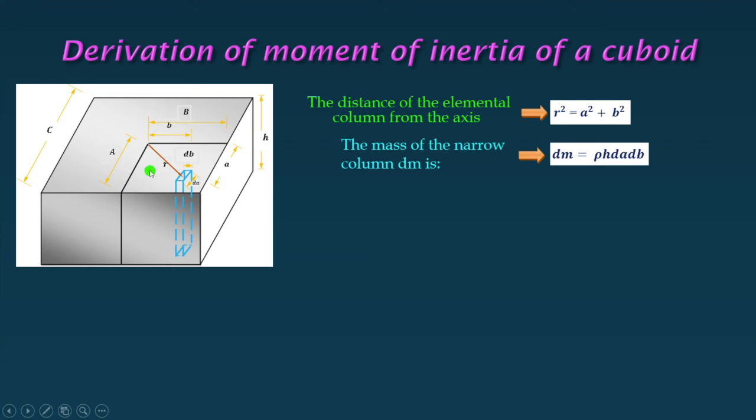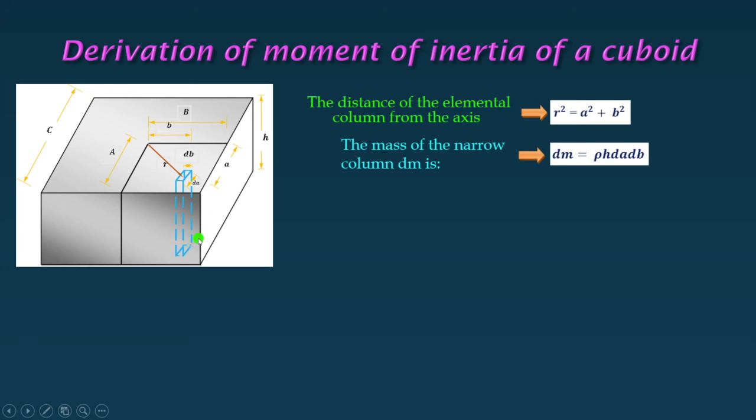Then we can write r square equals a square plus b square, using Pythagoras theorem. The mass of this infinitesimally small column is dm. dm equals volume into density. Density is rho. What's the volume? The cross section area into this height.